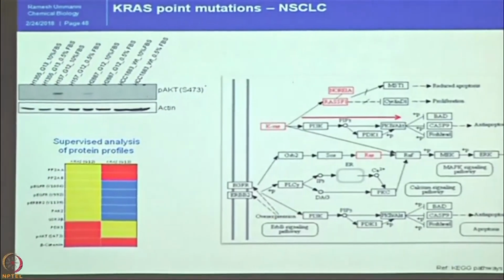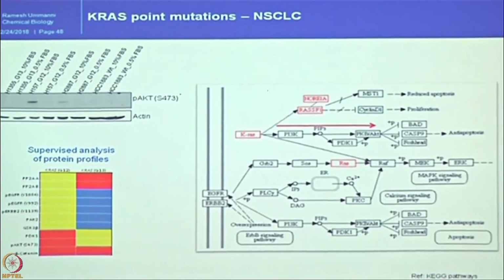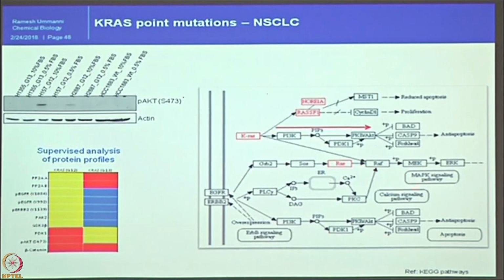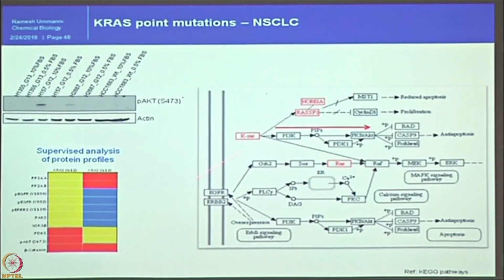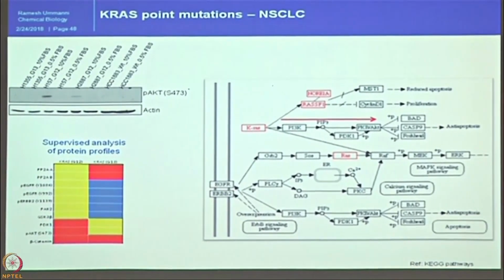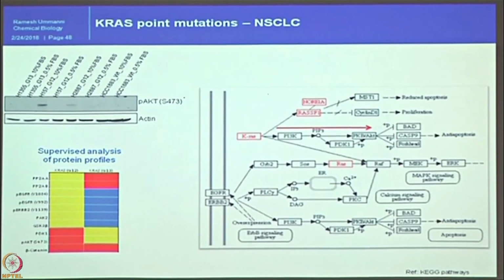With this we did some validation studies. KRAS mutation patients are usually treated with RAS-RAF inhibitors. Based on this expression pattern, we also proposed that a set of patients with the G13 mutation should be treated with AKT inhibitors, not the RAS inhibitors.